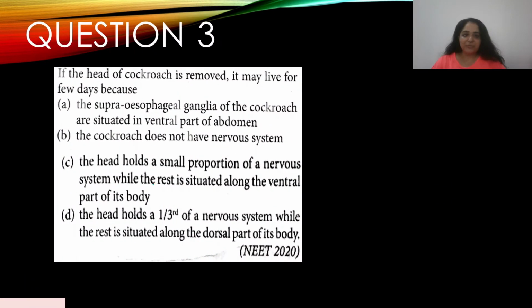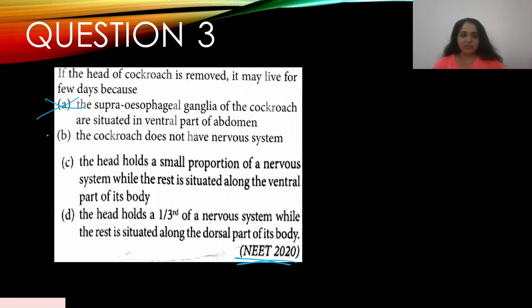Okay, so question number 3. If the head of a cockroach is removed, it may live for a few days because, and this appeared in NEET 2020, which is quite recent. A. The supraesophageal ganglia of the cockroach are situated in the ventral part of the abdomen.